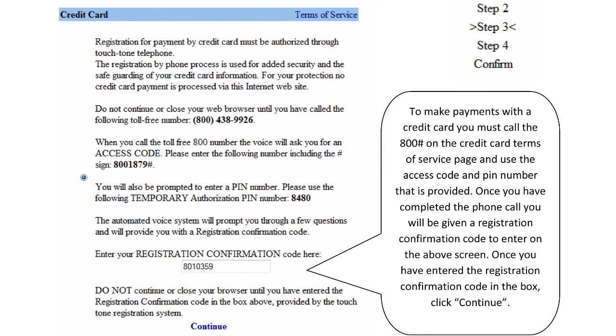If you choose to pay by credit, you will see this screen. To make payments with a credit card, you must call the 800 number on the screen and use the access code and PIN number that is provided. Once you have completed the phone call, you will be given a registration confirmation code to enter on this screen. Once you have entered the code in the box, click Continue. Please note that you will only have to call the 1-800 authorization number for credit cards the first time you register a card.